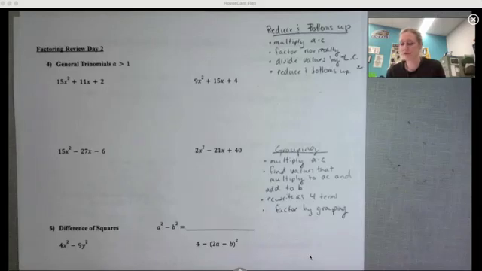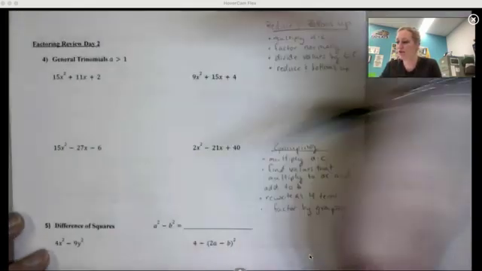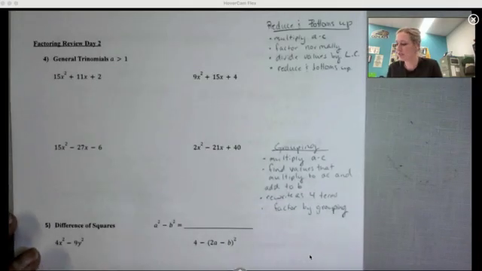Second day of factoring reviews, so we're going to go through a couple more techniques. Last time we did just factor out a GCF, factor by grouping when there's 4 terms, and factor a trinomial when a is 1. So now we're going to be doing some trinomials when a is not 1. There's actually 2 different strategies.